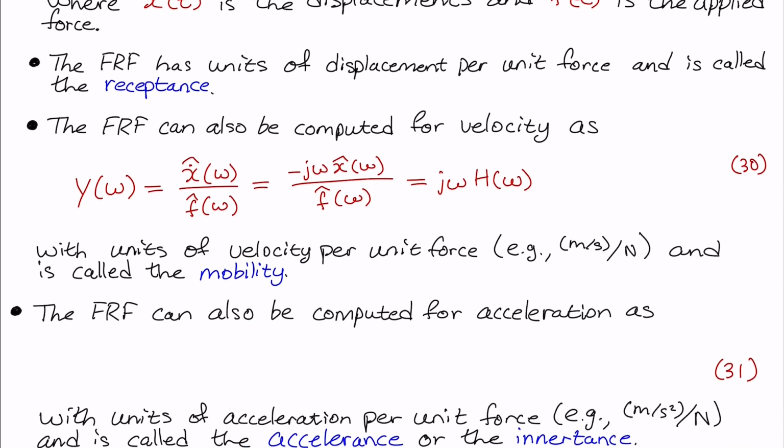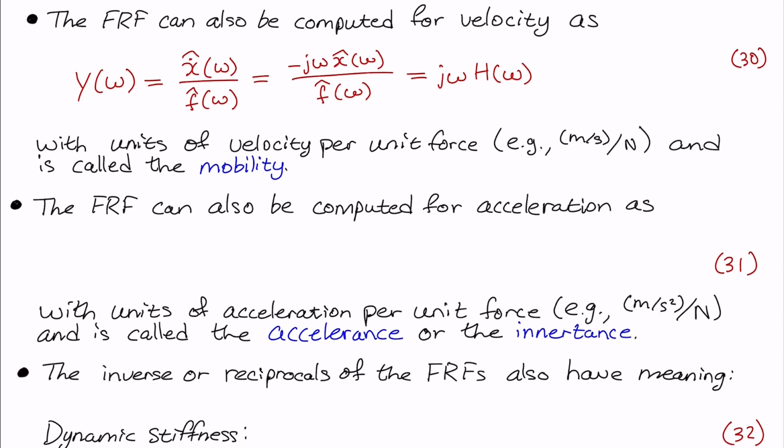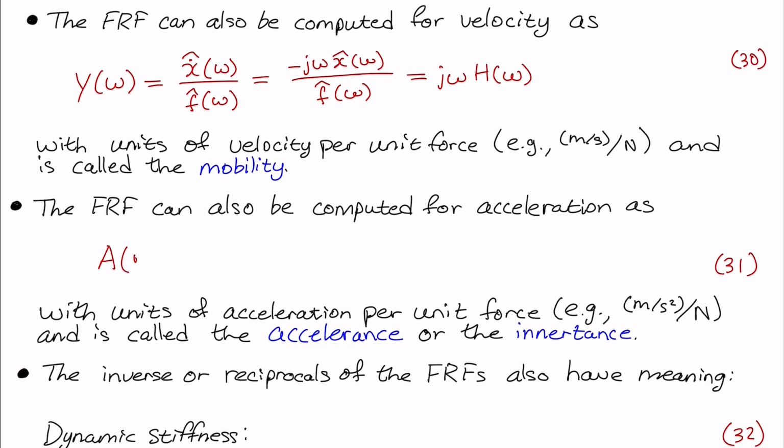And in this case, the units are velocity per unit force, something like meters per second per Newton. You generally do not say meters per second Newton. You generally leave it as meters per second per Newton. And it's called the mobility of the structure. You can do it for the acceleration as well. We'll use a big A here for this.